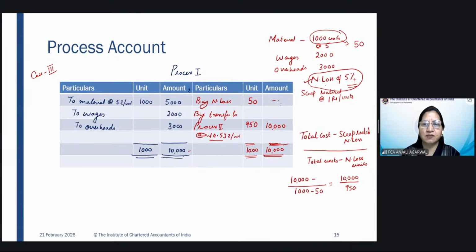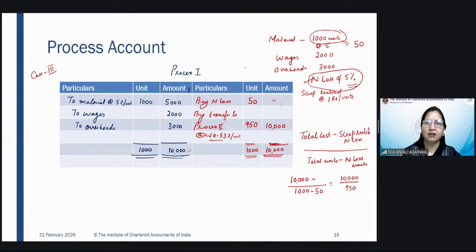Accounting fundamental principle: you can record only that which can be measured in terms of money. Why have I not written some amount? Because nothing is realized from the sale of normal loss. I have taken 1,000 units, incurred a total cost of 10,000 in that process, and my output is 950 units.